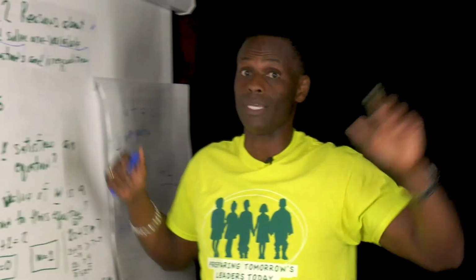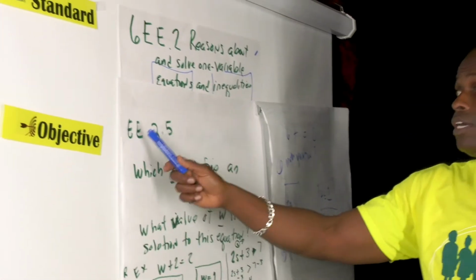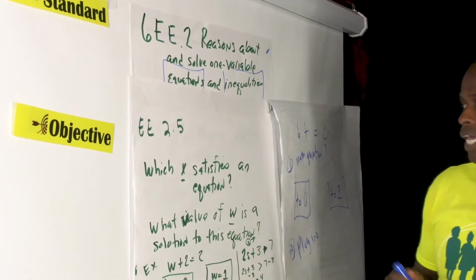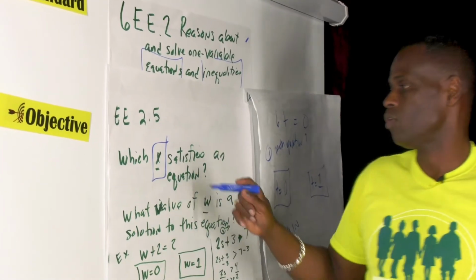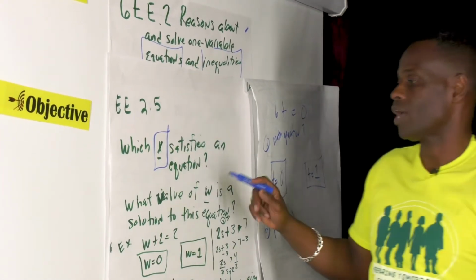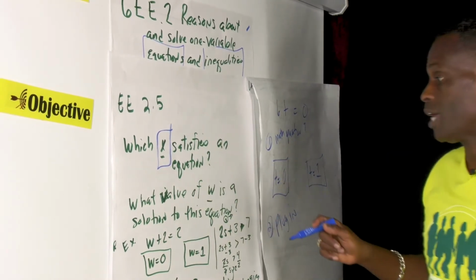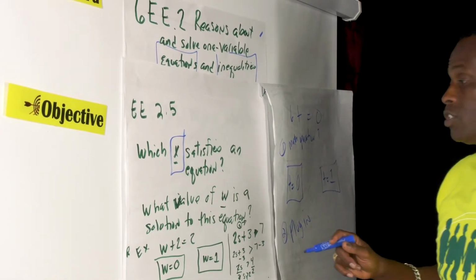We're still dealing with 6th and 7th grade. We're dealing with equations and expressions under standard number 2. We're dealing with reasoning and how to solve one variable equations and inequalities at the same time. So we're doing plug-in. That's one of the things we're going to focus on, the E2.5. And this x, which is the unknown, what will satisfy this equation to make it true so we can actually operate and function to solve something.